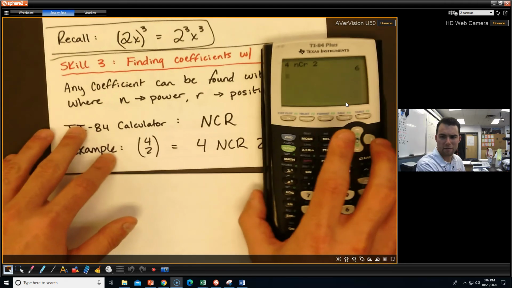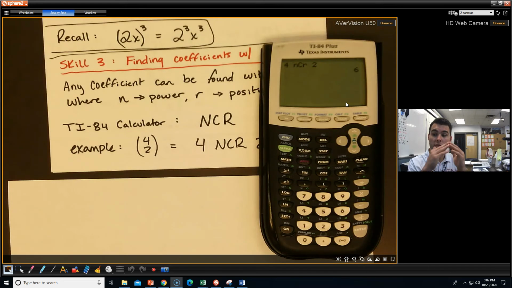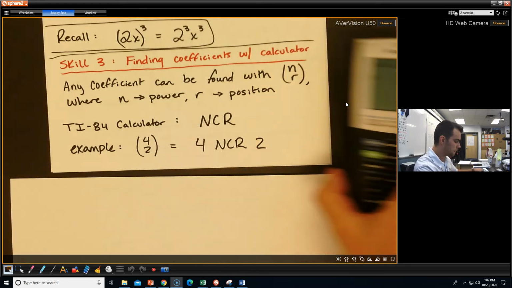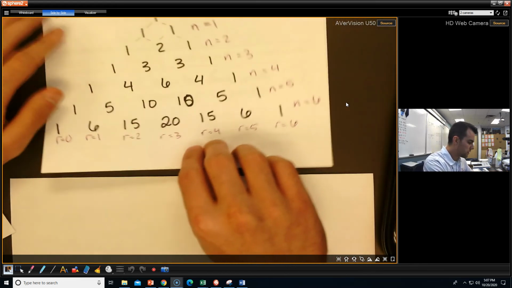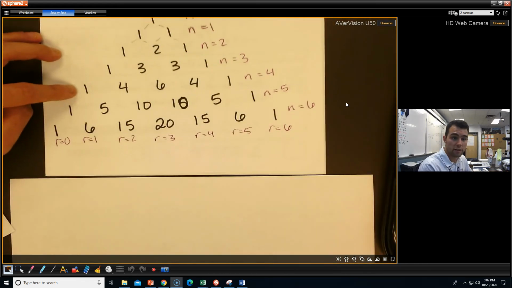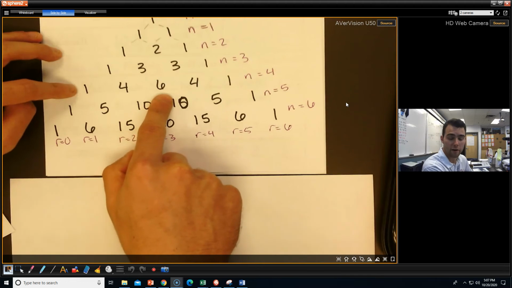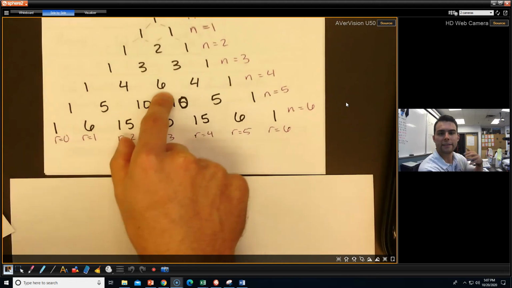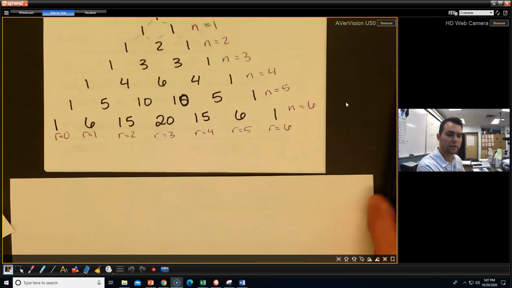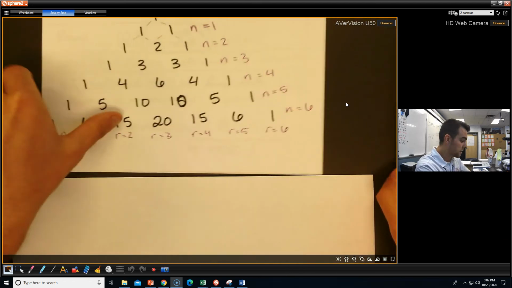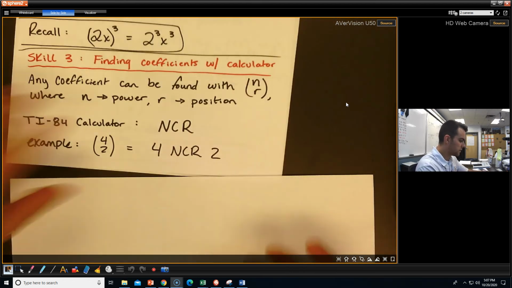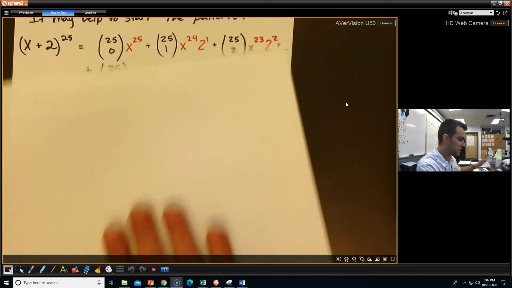Now, let's compare that with Pascal's triangle. So I'm in the 4th power row, and I'm at position 2. Here's the 4th row. r equals 0, r equals 1, r equals 2. There it is, right? So that at least hopefully puts some faith in your calculator work, okay? So that's where it's useful. So the power lies in the Pascal's triangle still.